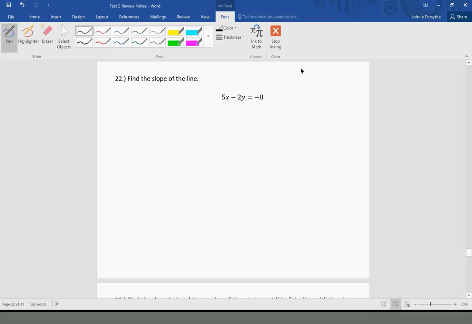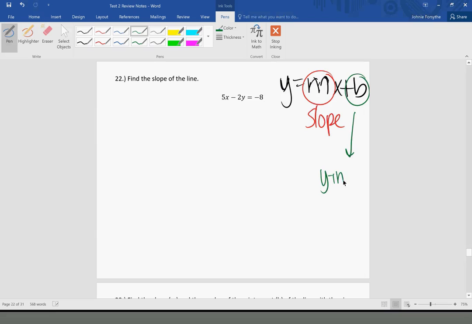Okay, 22. Find the slope of the line, and we are given an equation. So when you're given an equation and they ask you to find the slope, the way that you do that is to rewrite the equation into slope-intercept form. And so slope-intercept form is y equals mx plus b. The m is your slope and the b is your y-intercept. So we're going to take this equation here and we're going to solve it for y, get the y by itself.